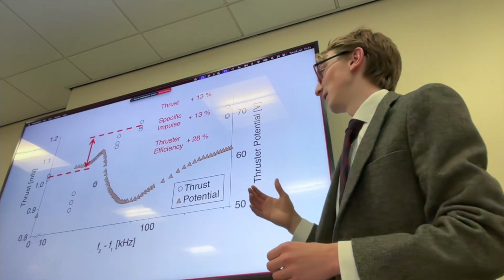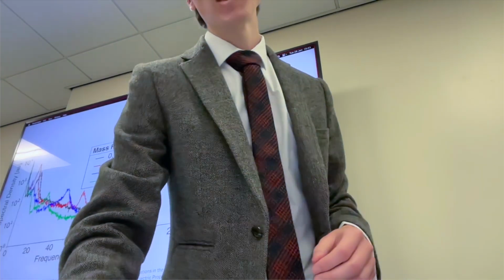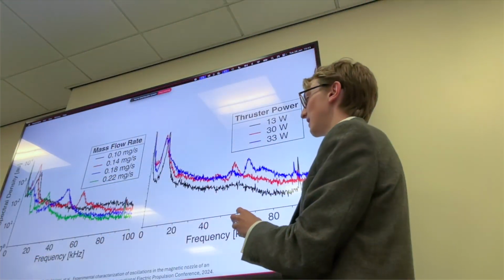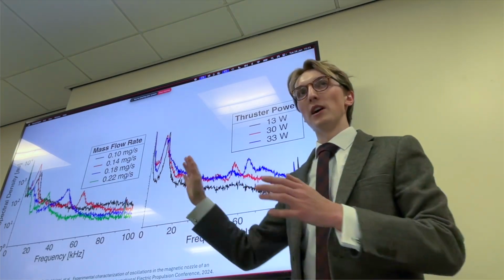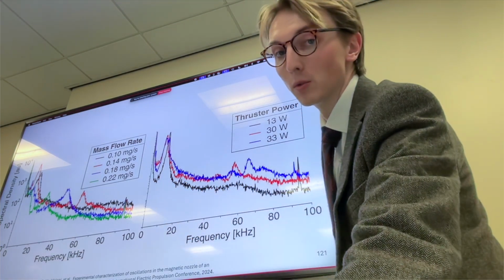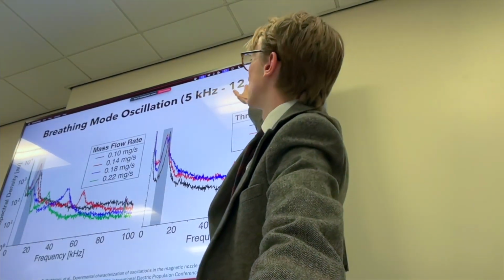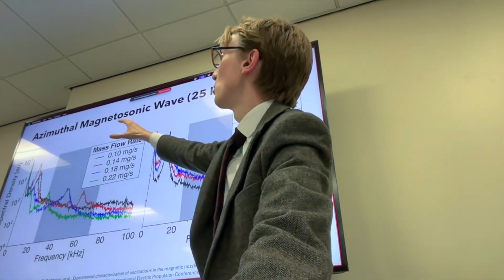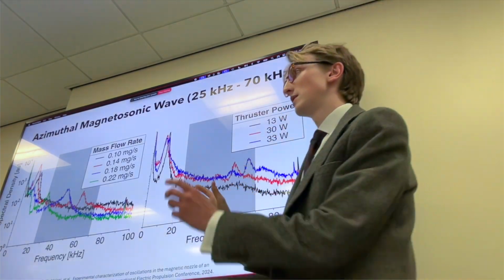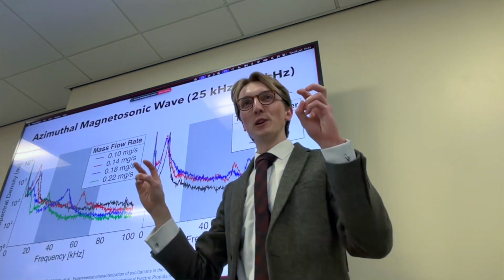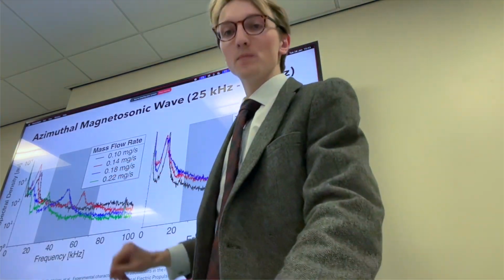If you remember, the microwave frequencies are in the gigahertz range. And we can see here, this is a study of oscillations in an ECR magnetic nozzle thruster. Not done by me, this is done by another lab. What they found was that there are two oscillations. There's a breathing mode oscillation between 5 and 12 kilohertz, and there's also an azimuthal magnetosonic wave oscillation between 25 and 70 kilohertz. So this 60 kilohertz special frequency falls within here. So this is worth investigating further.